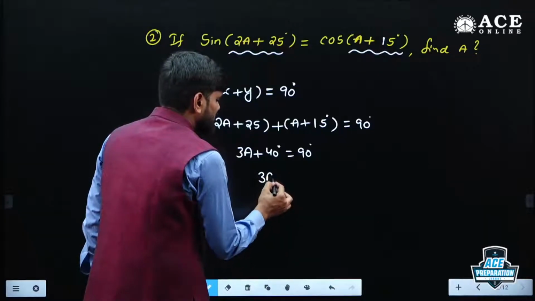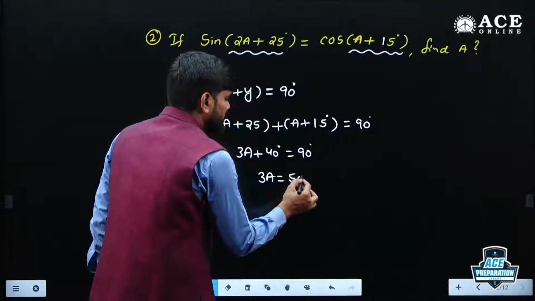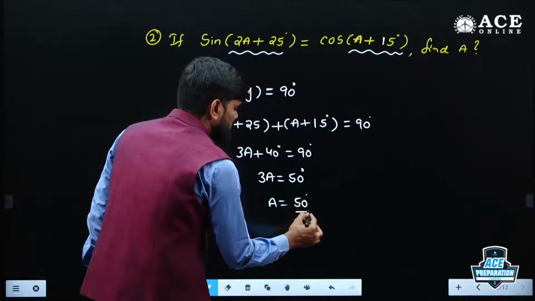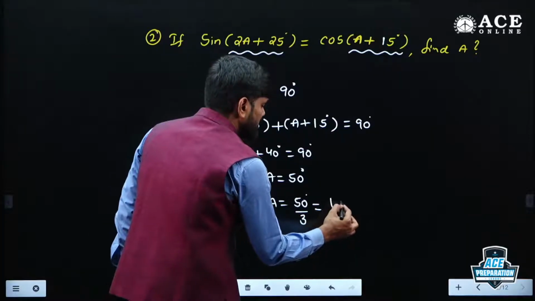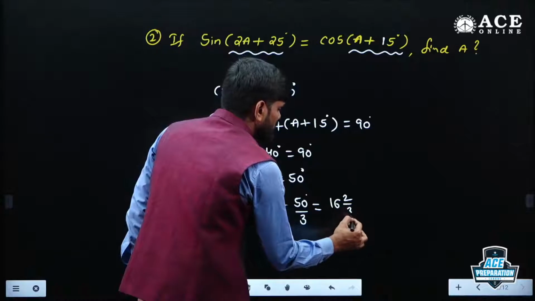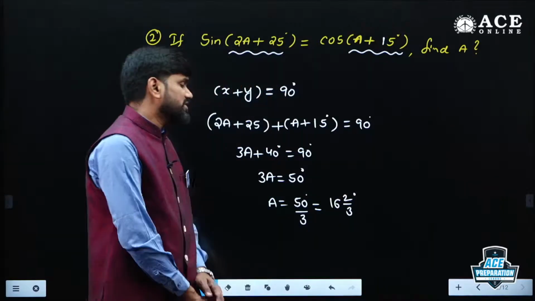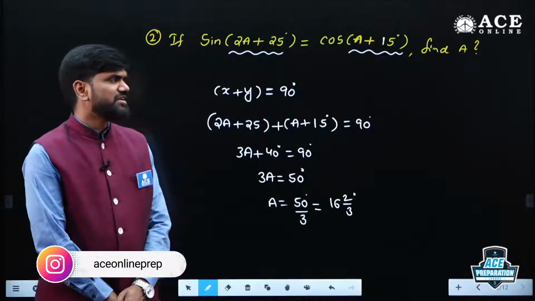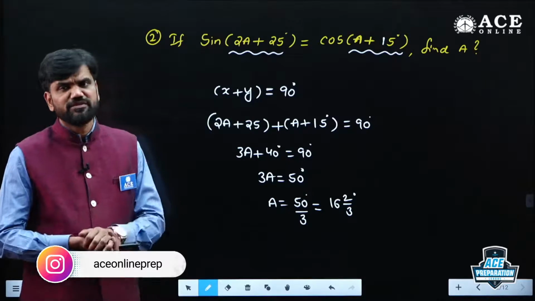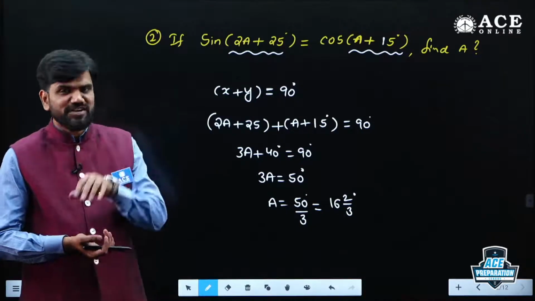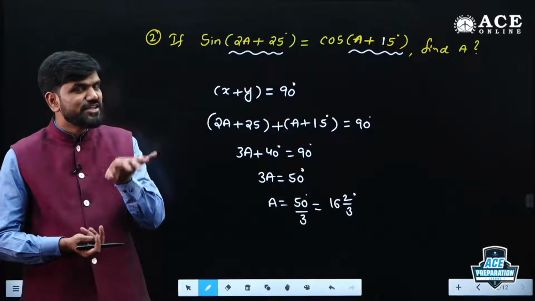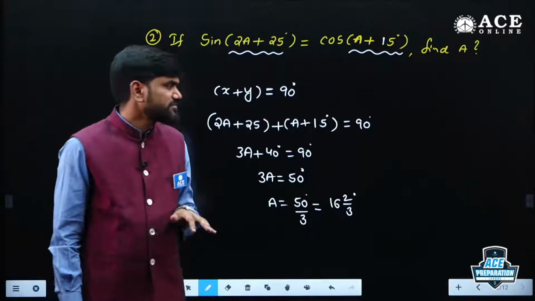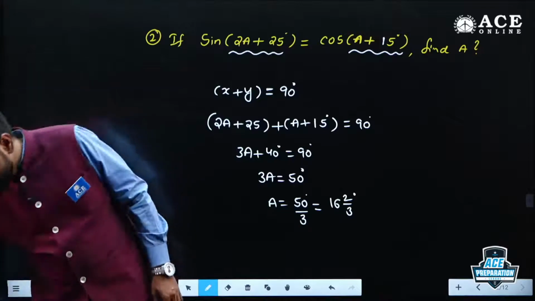From this we can say that 3a equals how much, dear? 50 degrees. So a must be equal to 50 by 3, which is nothing but 16 2 by 3 degrees. So a represents 16 2 by 3 degrees over here. So, the moment you come across a relation where sin x equals cos y like this, we can blindly say that x plus y equals 90 degrees. Only when x plus y equals 90 degrees will sin x become equal to cos y. Is that clear? Is this clear with everyone? Any doubt?